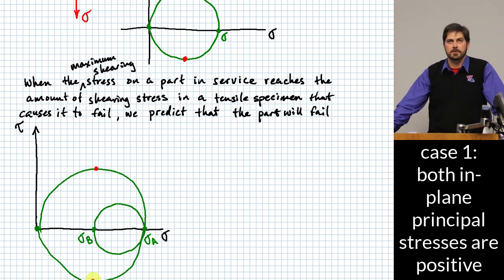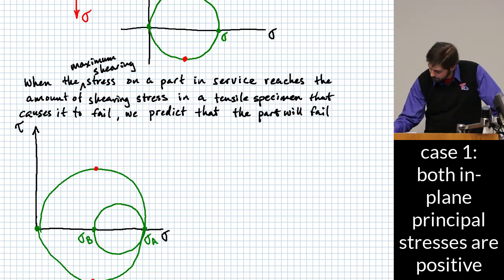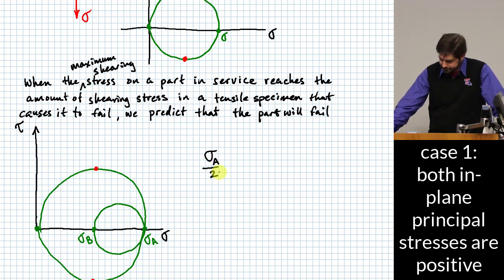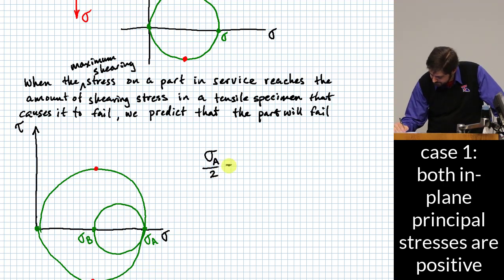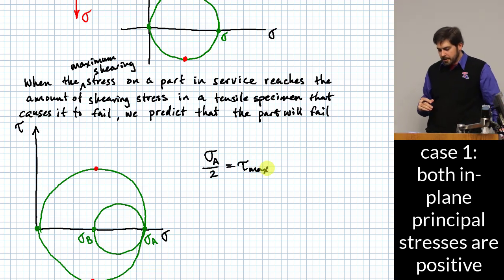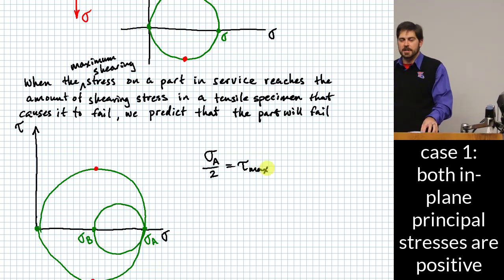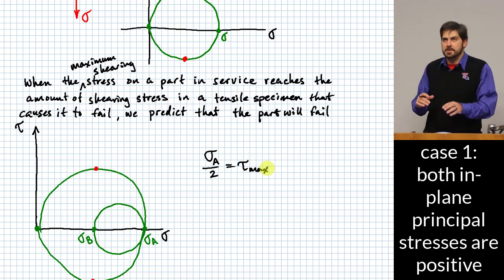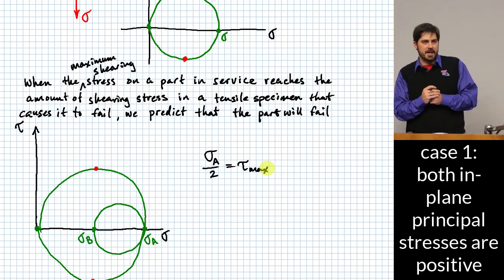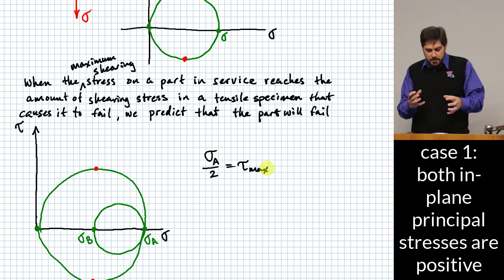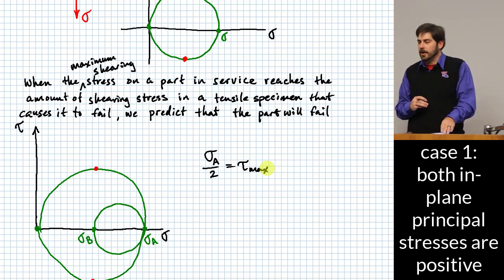What's the radius of this circle? Sigma A over 2, right? Okay, this is our maximum shearing stress. And if this part, let's say this is the state of stress that I have in a particular part, if this part is on the verge of failure at this stress state, what would that be in terms of this failure criteria that I have defined? This thing would be equal to what?